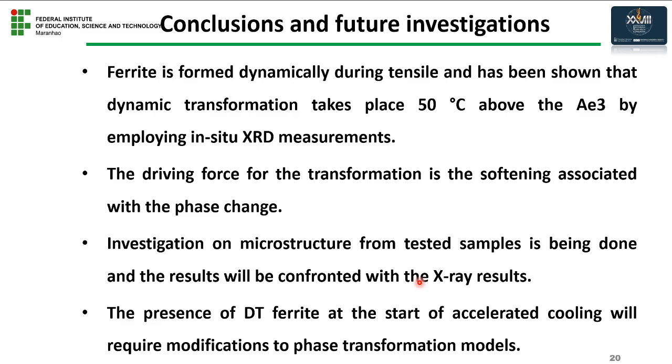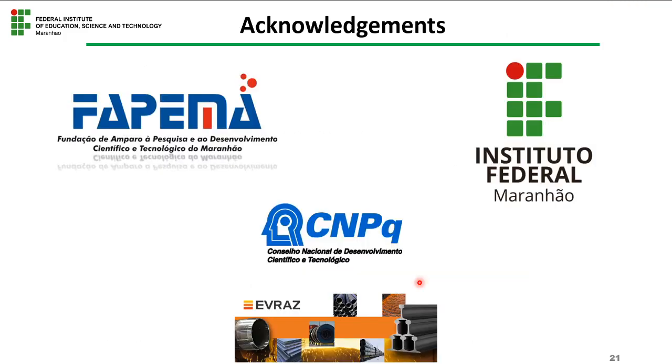Also, the presence of DT ferrite at the start of the accelerated cooling will require modification to phase transformation models. So the industry can bear in mind that ferrite really is formed due to the application of strain during the thermomechanical controlled process.